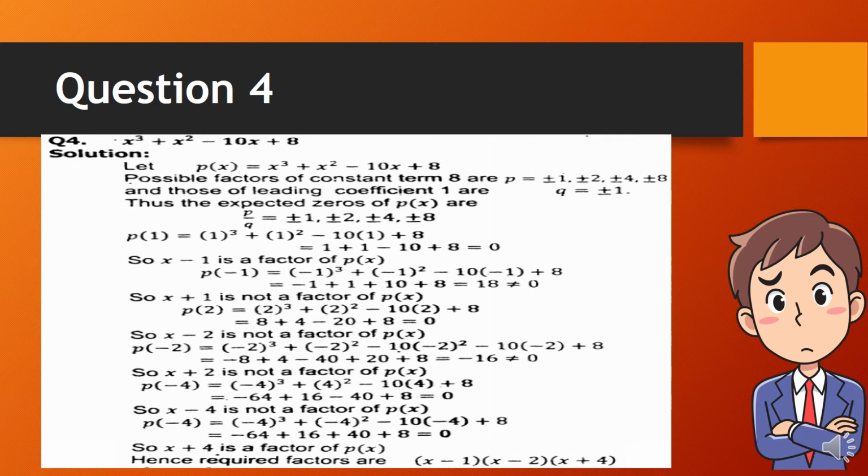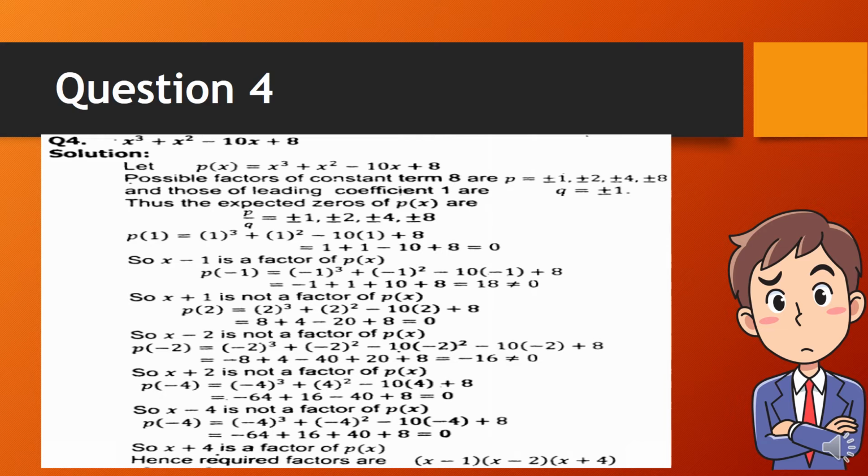Now you will check minus 1. So p of minus 1 will give you 18. So you can write x plus 1 is not a factor of p of x. Similarly, check plus 2. So p of 2 will be 2 cube plus 2 square minus 10 into 2 plus 8. It will give you 0. So you can write x minus 2 is a factor of p of x. Similarly, p of minus 2 will give you minus 16. So you will write x plus 2 is not a factor of p of x.